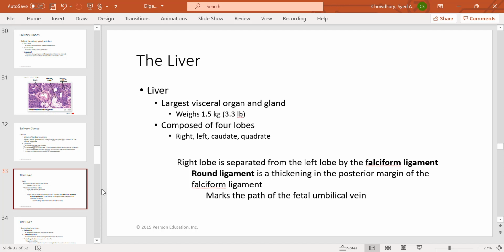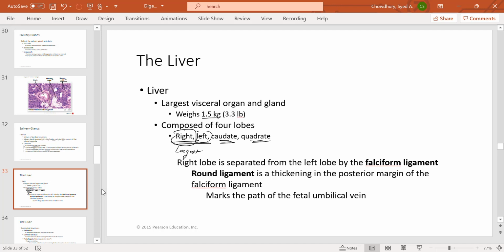Okay. The liver is the largest gland of the body. The weight of the liver is about 1.5 kilogram, and it has 4 lobes: right lobe, left lobe, caudate, and quadrate lobe. Right lobe is the largest one. That's why we say liver is mainly in the right side, because right side's lobe is the largest lobe. Left side's lobe is the left lobe, which is smaller than the right, and caudate and quadrate are much smaller. Okay.